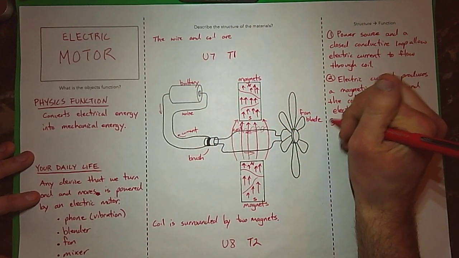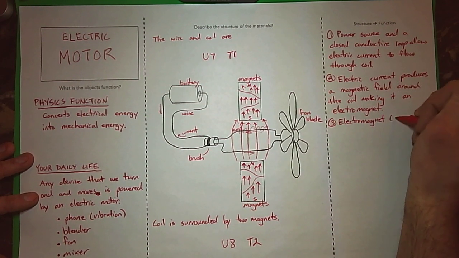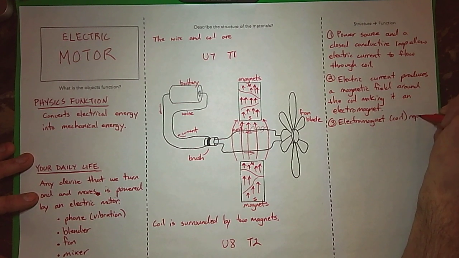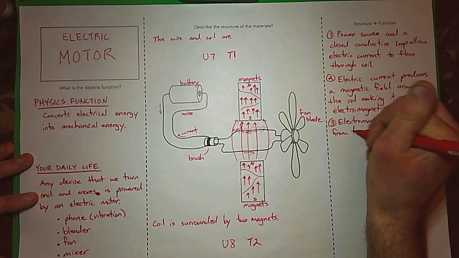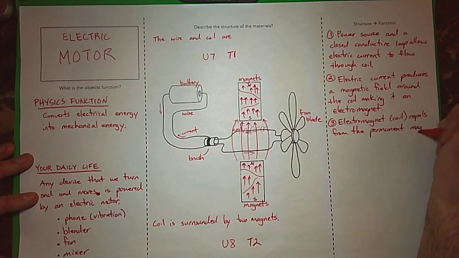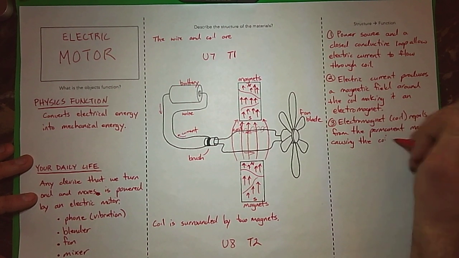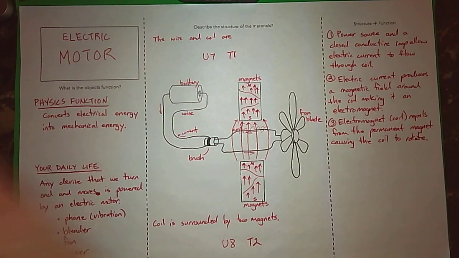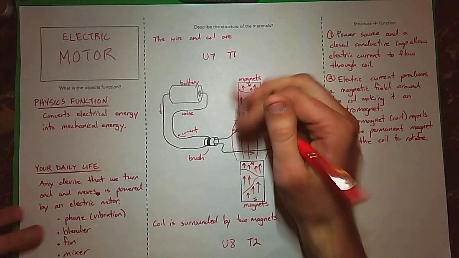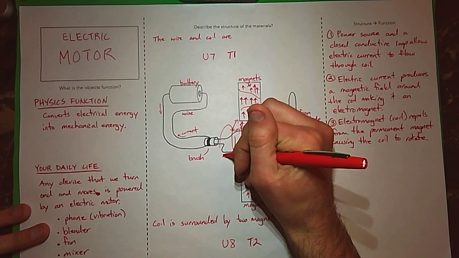So I'm going to say the electromagnet, the coil, repels from the permanent magnet, causing the coil to rotate. So I'm going to draw maybe some rotation right here just to show that that's what's happening with the coil.